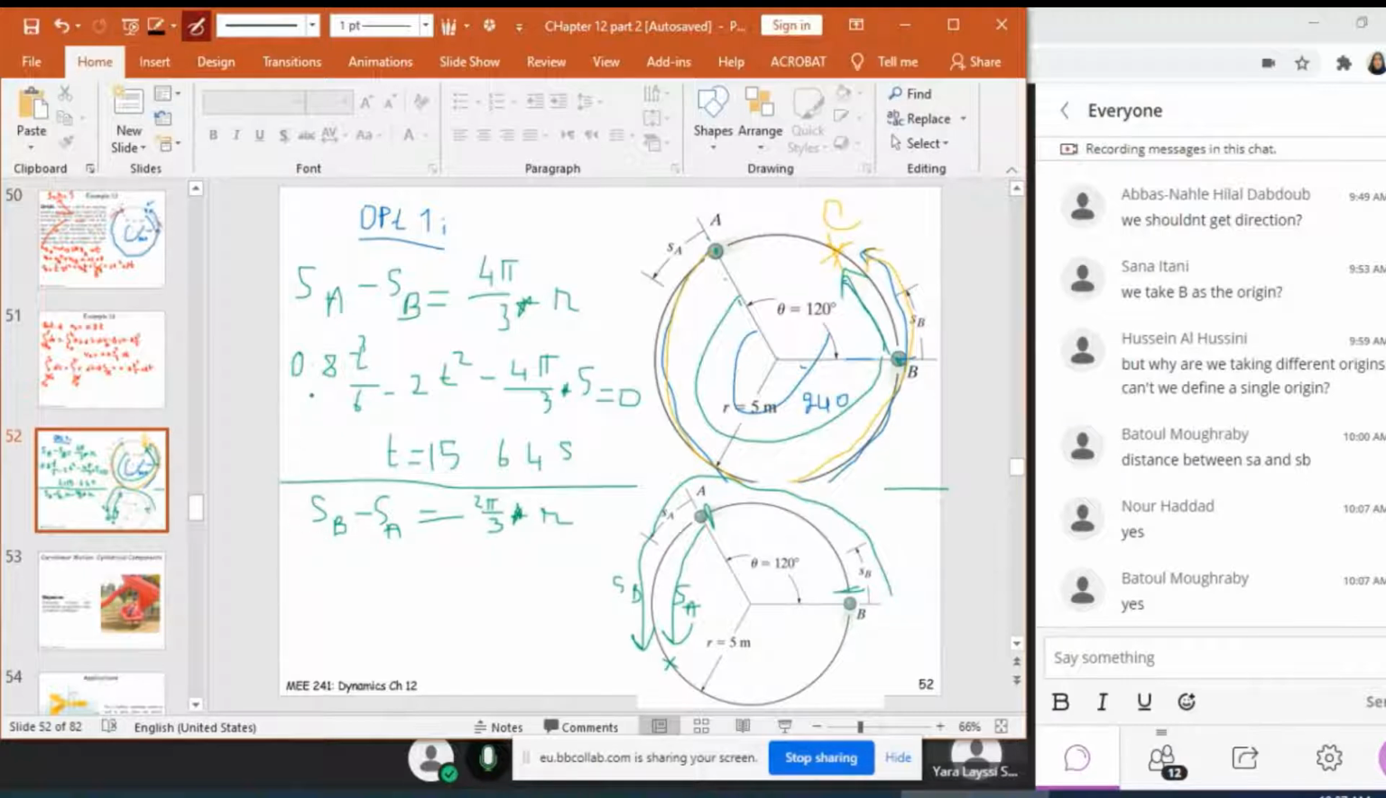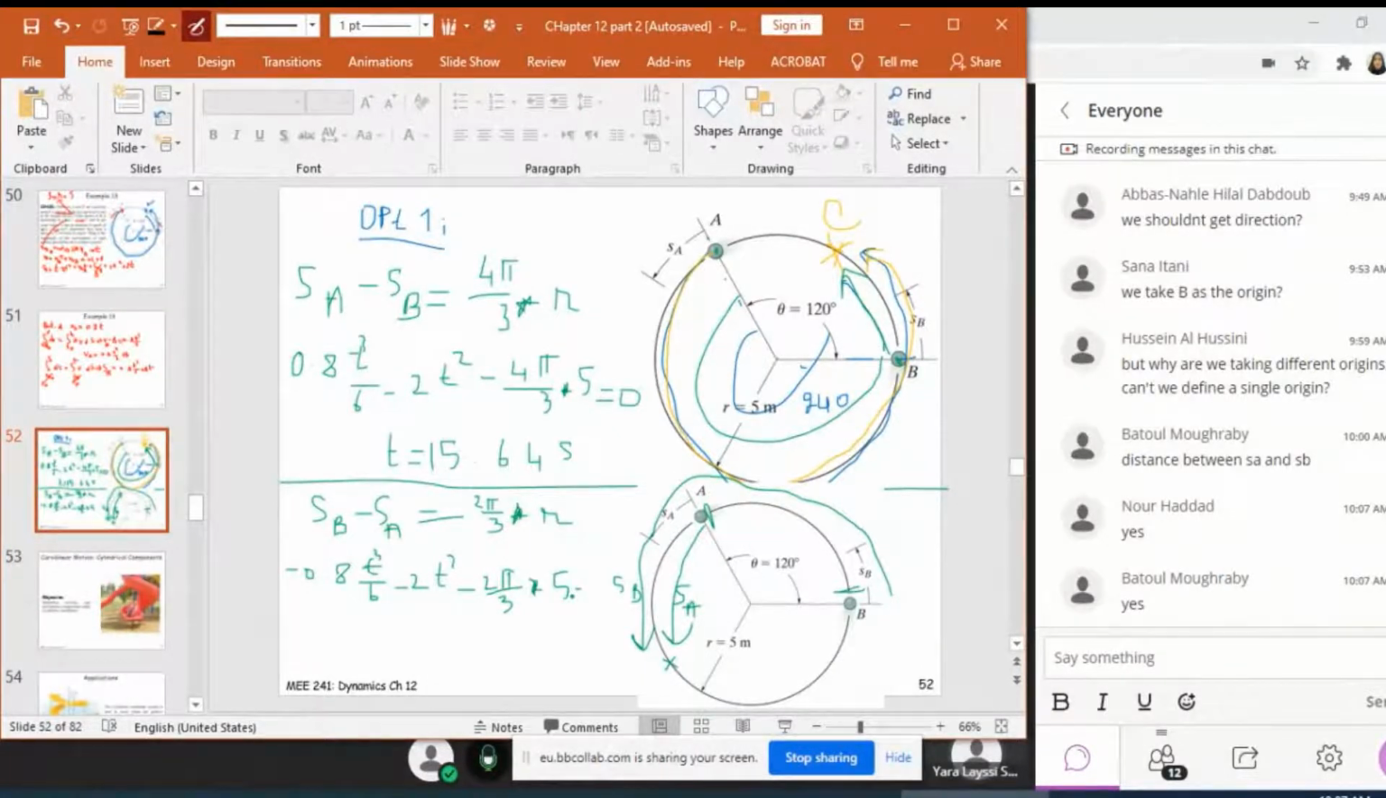So let's replace this. Now this will be minus 0.8 t cubed over 6 minus 2 t squared minus 2 pi over 3 times r.